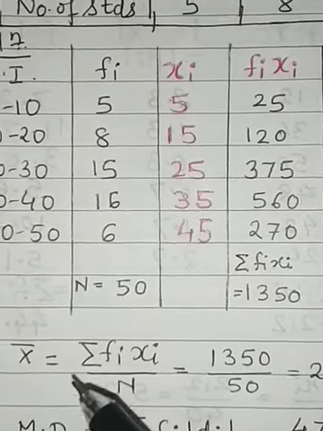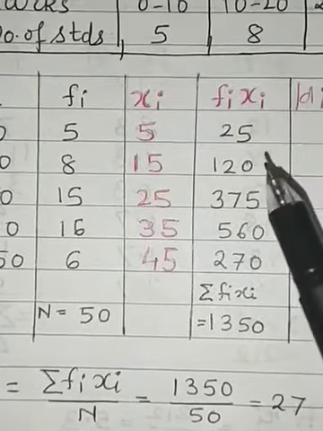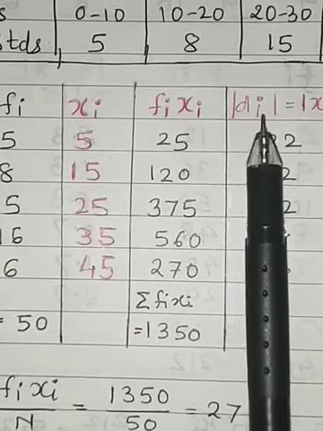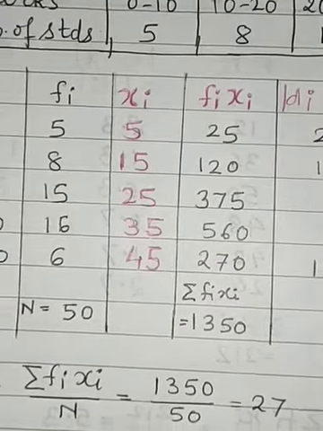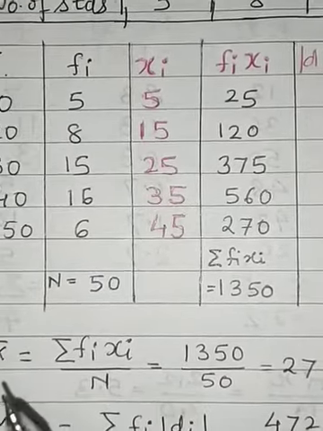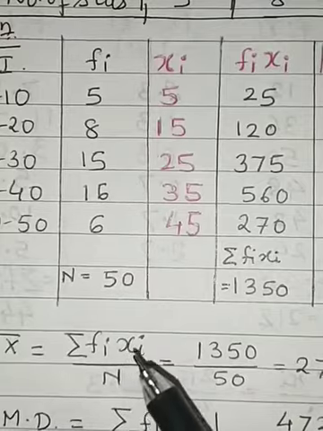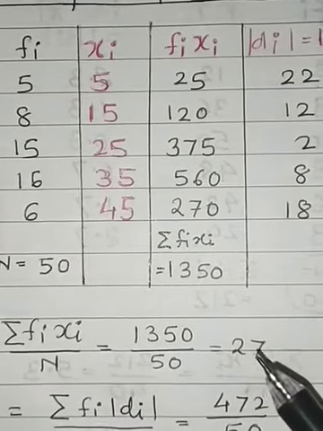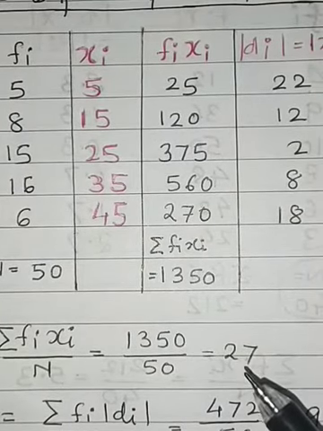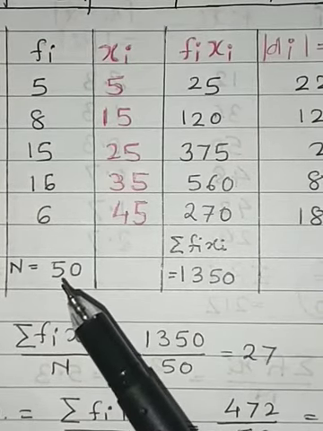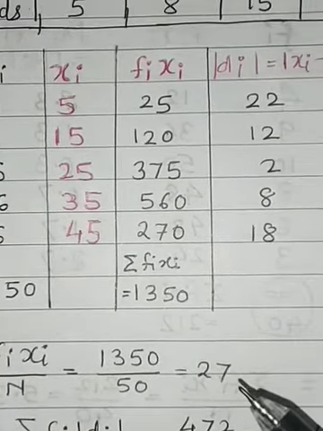So first let us find out x bar. And now remember, we are not going to fill up any further columns here, and also we are not going to write down anything at present here. Unless and until we find x bar, we cannot fill up any other column. So x bar is summation Fi xi upon n. 1350 we got from here, n we got from here. So that is 27. So the average is 27.